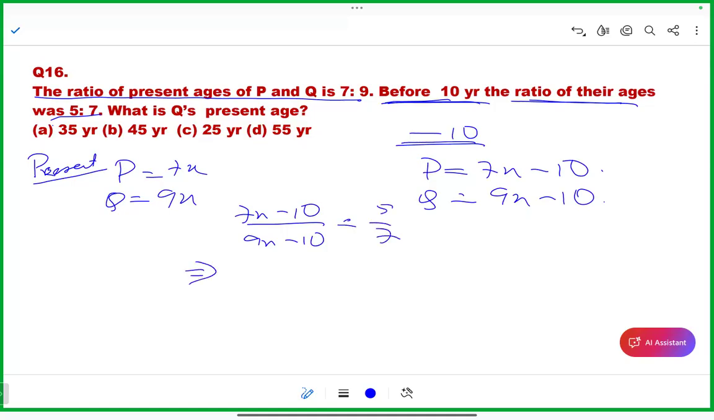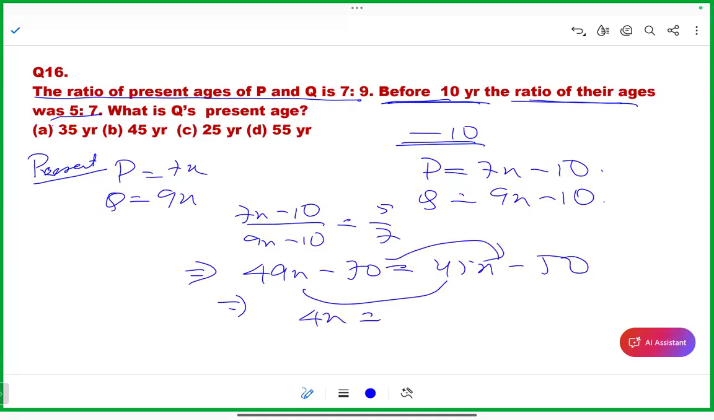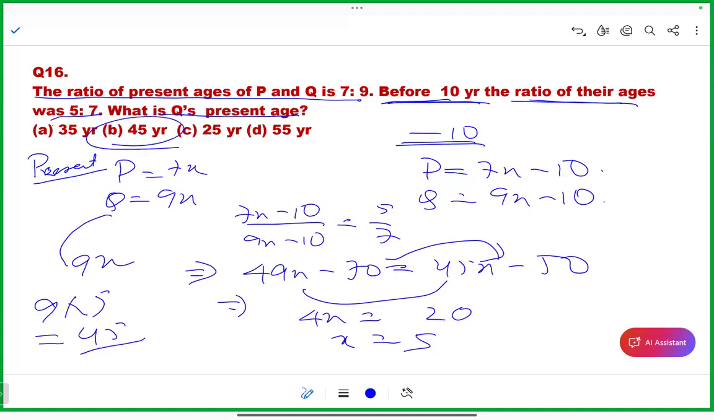So now, if you cross multiply, you'll get 49x minus 70 equals 45x minus 50. So if you bring this to one side, you'll get 4x equals 20. So x equals 5. Now, what is Q's present age? Q's age is 9x. 9 into 5 will give you 45. Option B.